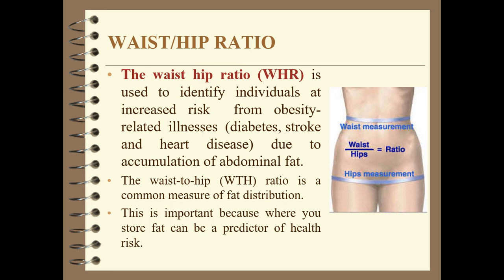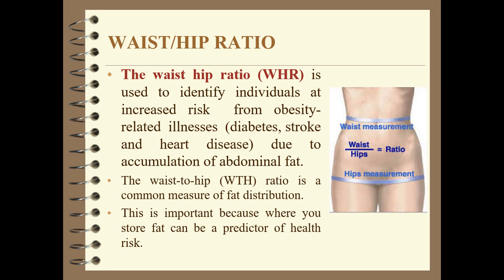The hip and waist ratio is used to identify individuals at increased risk for obesity-related diseases, diabetes, stroke, and heart disease due to the accumulation of body fat. We know that our hips should be wider than our waist, but sometimes that's not the case because of the amount of belly fat in our midsection. We can take these measurements and use them to know if you are at risk.